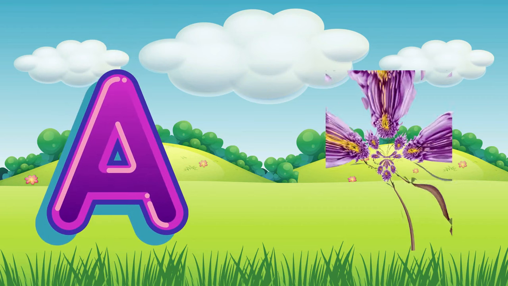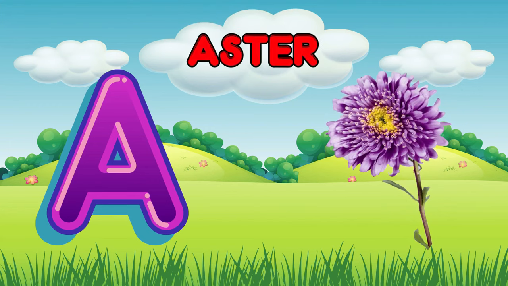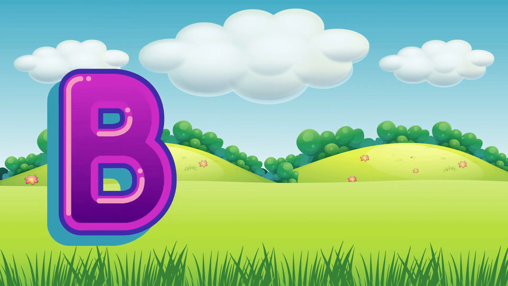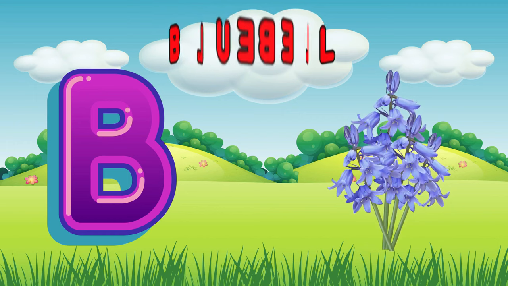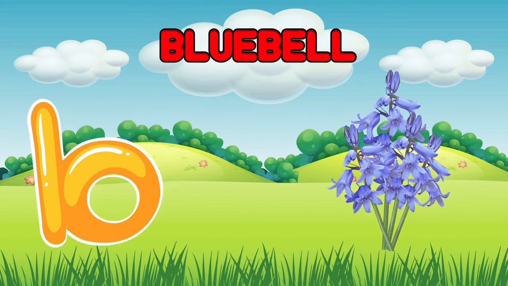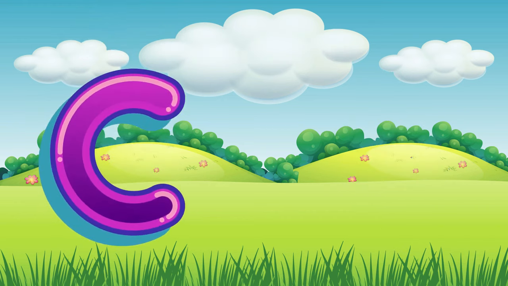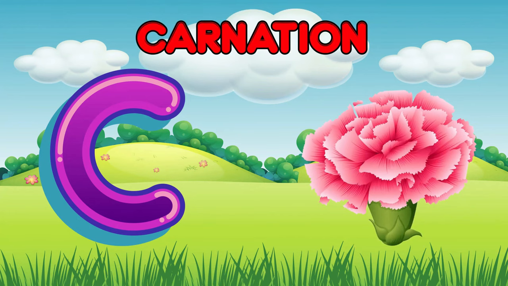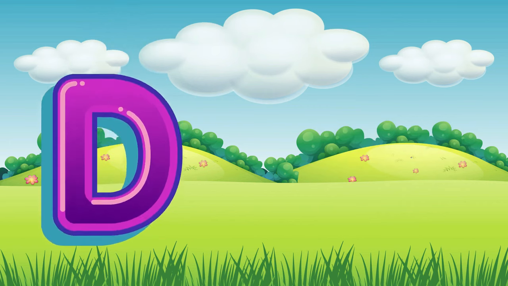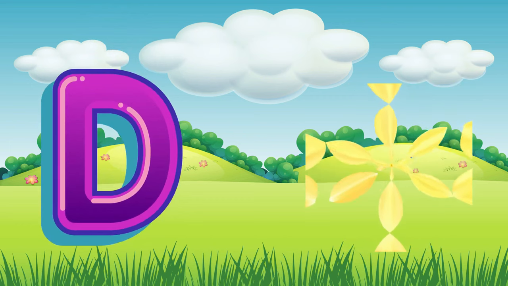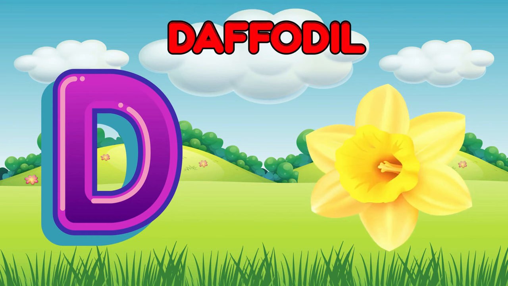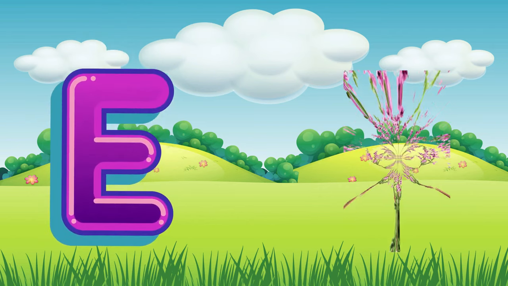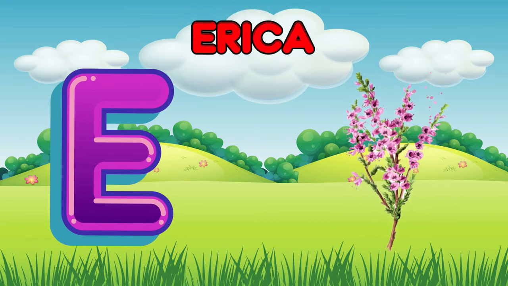A is for Aster. B is for Bluebell. C is for Carnation. D is for Daffodil. E is for Erica.